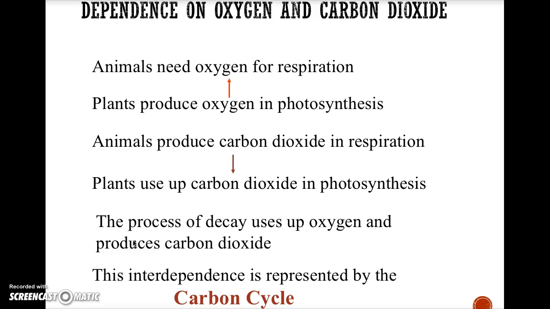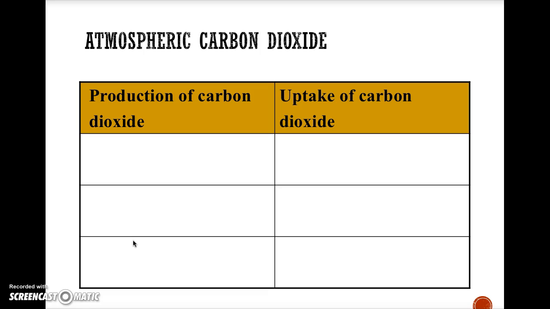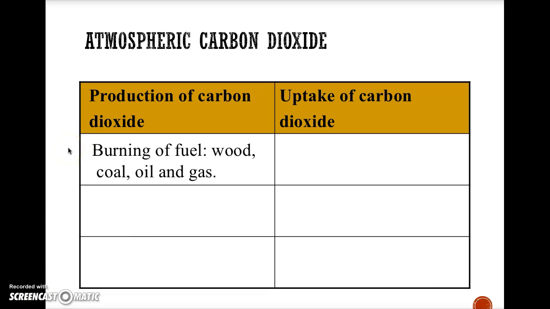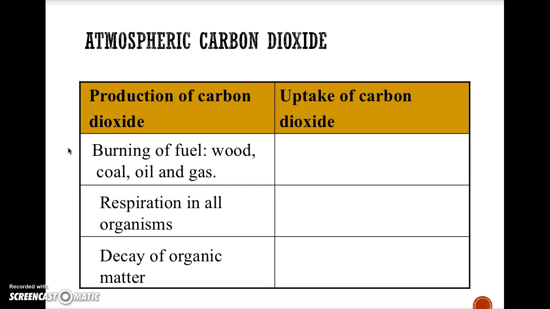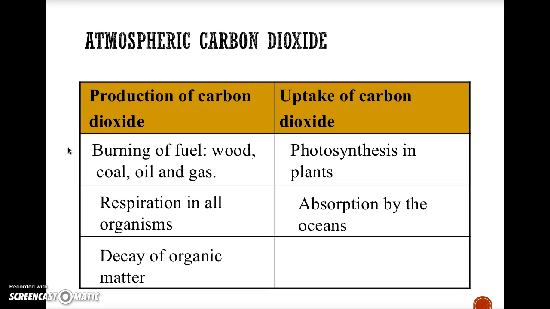Now, this interdependence is represented by the carbon cycle. You probably should write that down. On the next slide, the production of carbon dioxide and the uptake of carbon dioxide. The production can be done through burning of fuel, wood, coal, oil, and gas, respiration of all organisms, as well as decaying of organic matter. The uptake, meaning it's taken in, is photosynthesis and sometimes the ocean. I would copy down this chart. Obviously, we have more production than uptake. That might be an issue in the future, or right now.